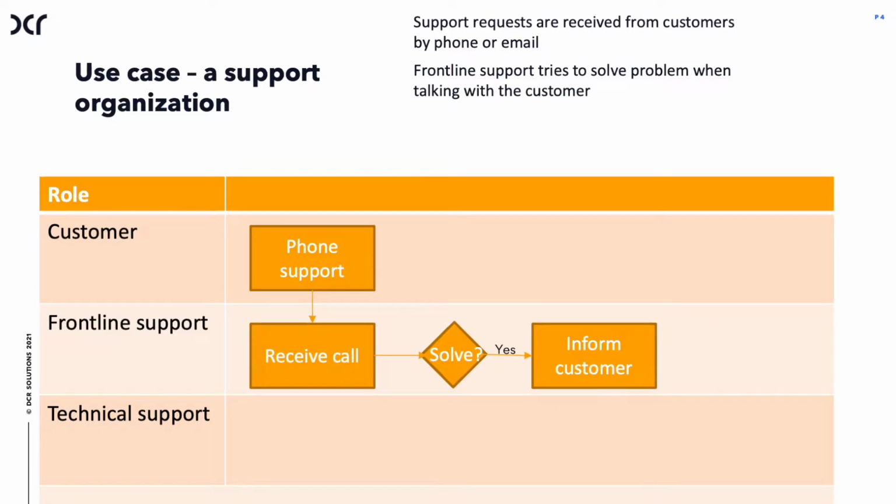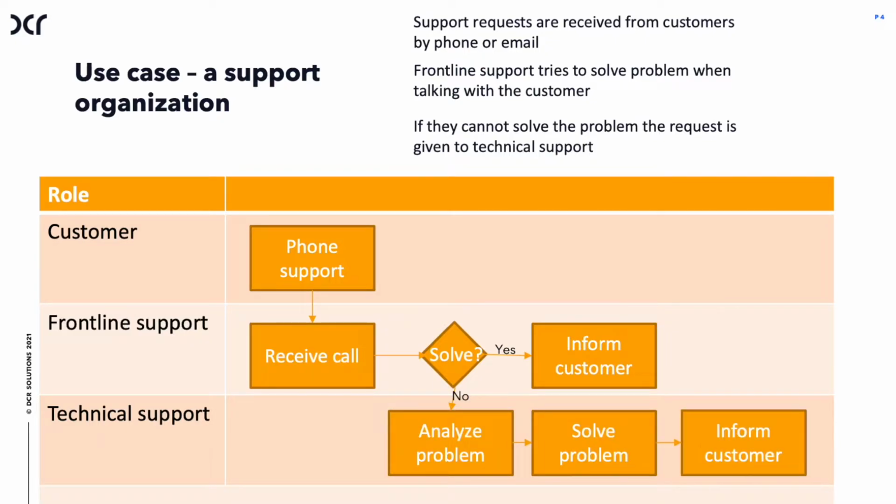If the frontline supporter cannot solve the problem, it is handed over to the technical supporter, which analyzes the problem and then solves it and informs the customer. Obviously, this is a simplified process to give you the overall idea. Technical supporters might decide to replace equipment, which involves shipment and installation, so many other tasks exist in the flow.